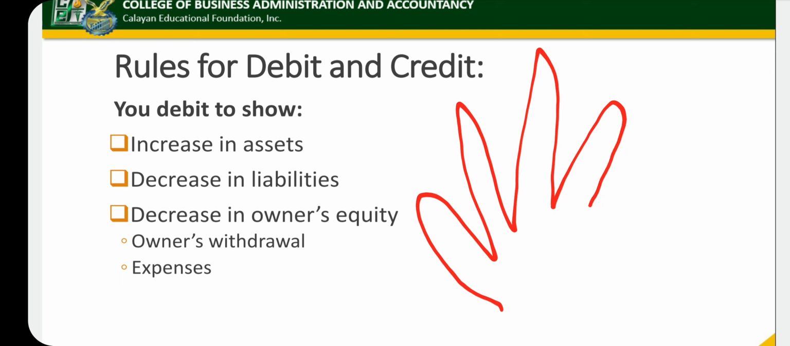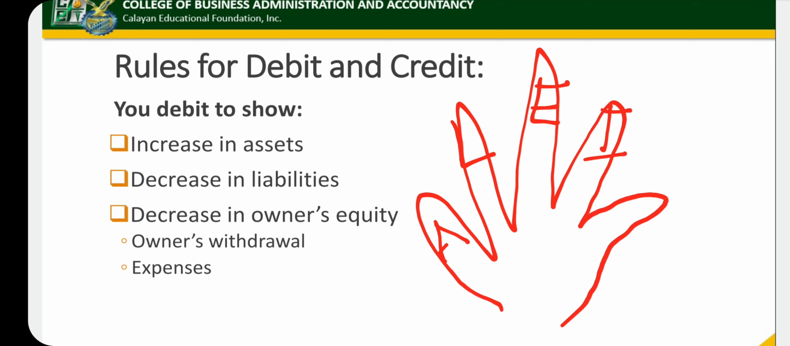So, for example, these are your 5 fingers. Okay? So, we have here your assets, liabilities, equity or capital, income, and expenses. Okay? So, take note that your assets and expenses have a debit as their normal balances.